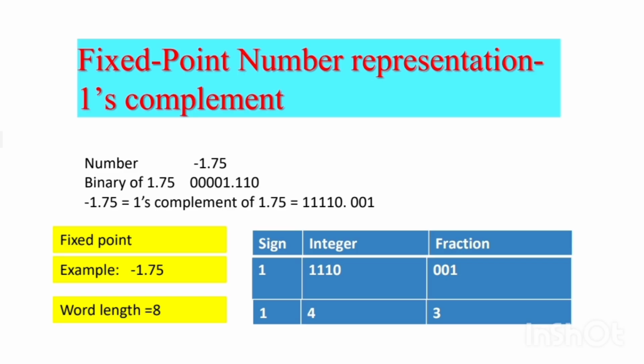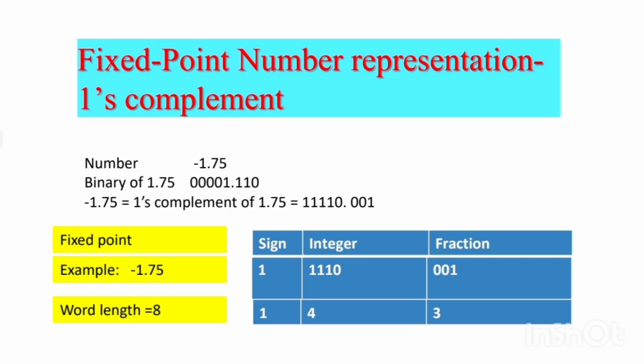1.11 is the binary pattern. So 3 bits total, 3 bits for the fractional part. After the fraction it will be 110. Then towards the integer part we have 4 bits. 4 bits means we have only 1 over there, so we will put it as 0001.